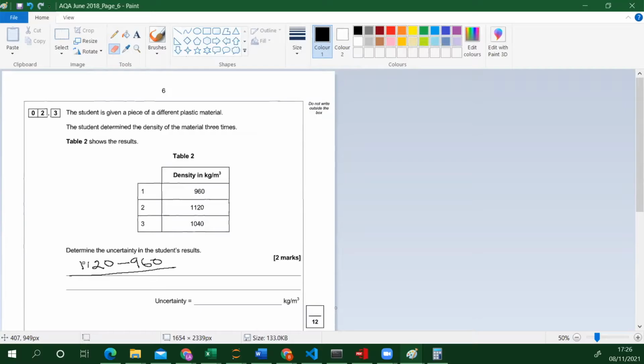Let me just rub that up. It's a bit unclear what's going on there. So we do that. 1120, minus 960, and divide it by 2. Let me get my pen back again. That gives us 80, and that'll give us 2 marks.